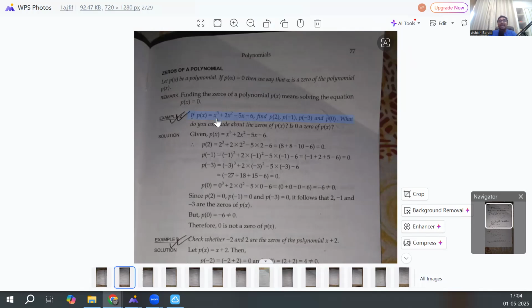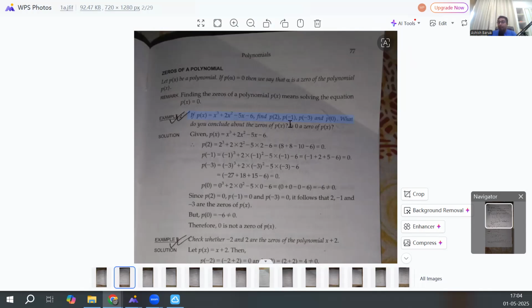Now, 2 cubed means 8. Then 2 times x squared, where x squared is here 4, 4 into 2 is 8. So 8 plus 8. Then 5 into x means 5 into 2, minus 10, and minus 6. So ultimately it becomes 8 plus 8 minus 10 minus 6, which becomes 0. That means by putting the value of x equal to 2, the polynomial becomes 0. So p(2) being 0 means 2 is a zero of the polynomial.